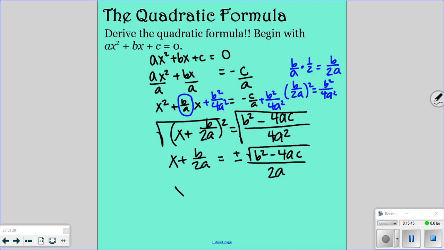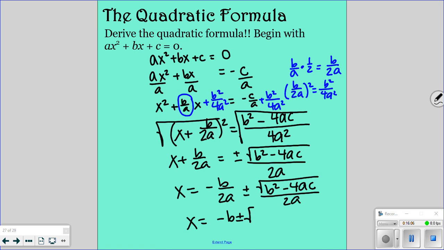And then from there, we can say x equals negative b over 2a, plus or minus the square root of b squared minus 4ac all over 2a. And then the last step, they both have the same denominator, so we can make it into one fraction. And that's your quadratic formula that you should know.